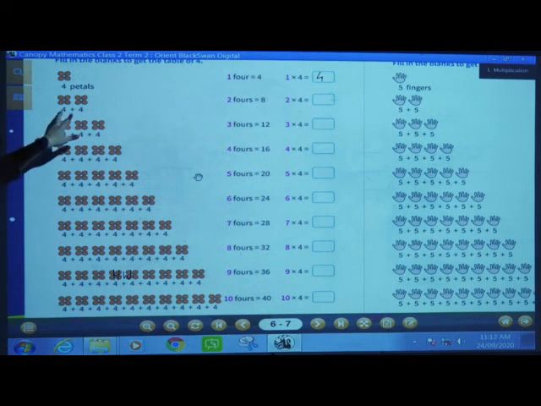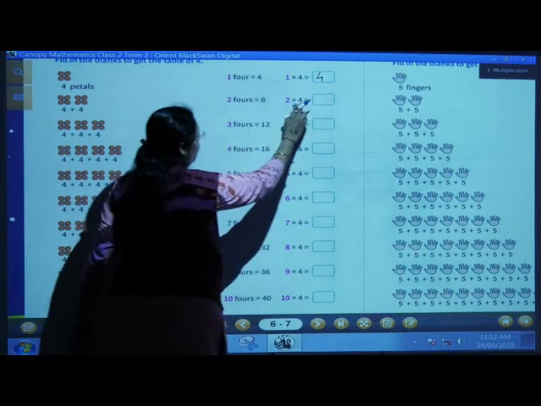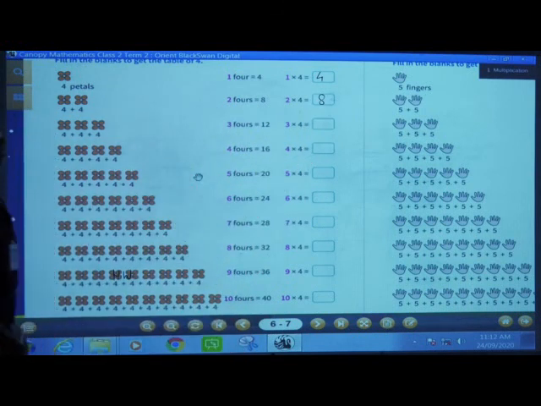Now here 2 flowers are here, and each flower has 4 petals. Here 4 petals and here 4 petals. Means 2 flowers and each flower has 4 petals. Therefore, 2 4s are 8. 2 4s are 8.